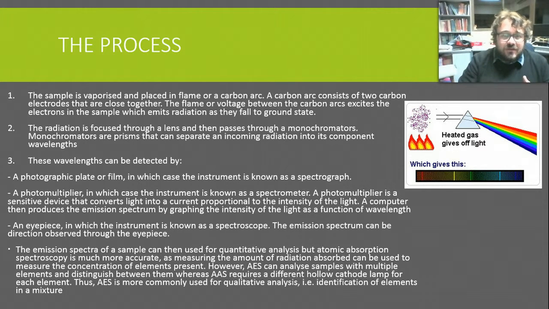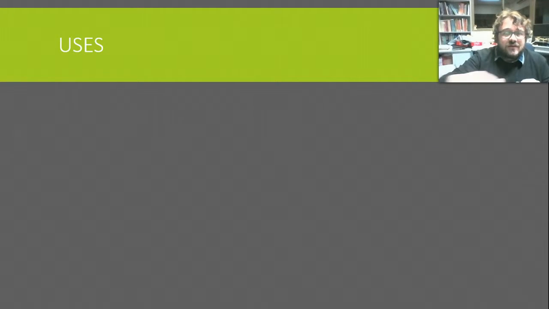But what you can do is compare AES to AAS. With AAS, you can only look at one thing. With AES, you can look at as many as you want. You can have all of your different mixtures in there at once. You don't need to separate them. If you can vaporize them and get them through the carbon arc, you can see all of the different elements in there because they're all unique.